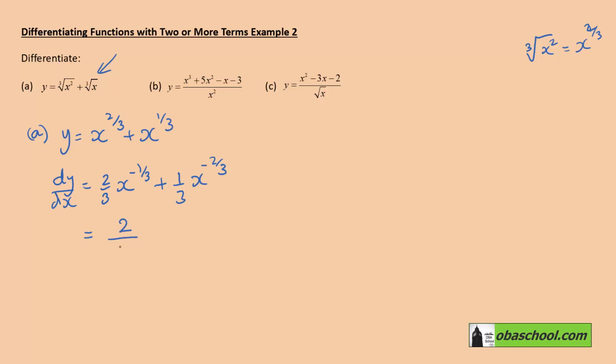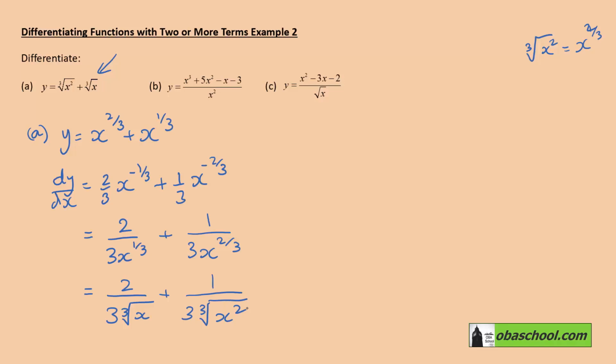So that's going to be 2 over 3x to the 1/3, and this one is going to be 1 over 3x to the 2/3. So the negative part of the index just moves the x onto the bottom. And then this is 2 over 3 times the cube root of x. And this is 1 over 3 times the cube root of x squared.